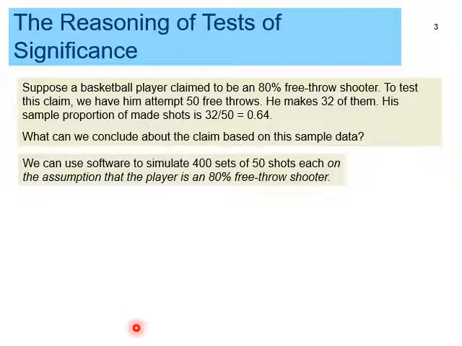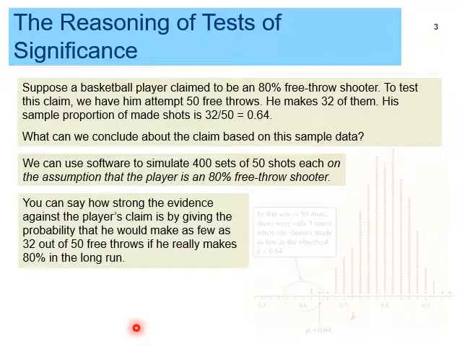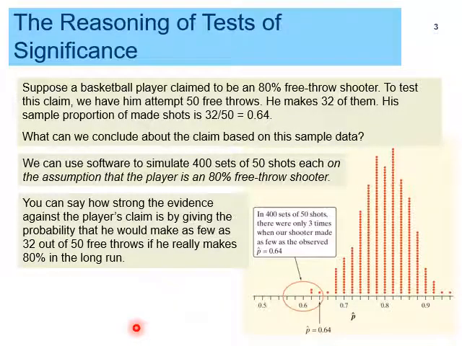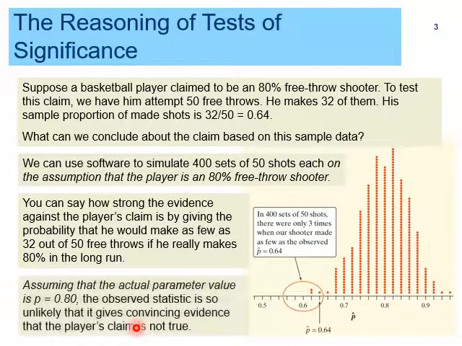We can use software to simulate 400 sets of 50 shots each on the assumption that the player is an 80% free throw shooter. And you can see how strong the evidence against the player's claim is by giving the probability that he would make as few as 30 out of 50 free throws if he really makes 80% in the long run. Assuming that the actual parameter value is P equal to 0.80, the observed statistic is so unlikely that it gives convincing evidence that the player's claim is not true. We will understand it in more detail in later slides.